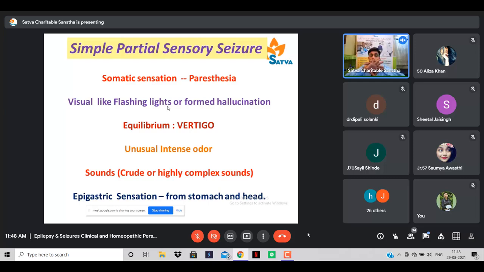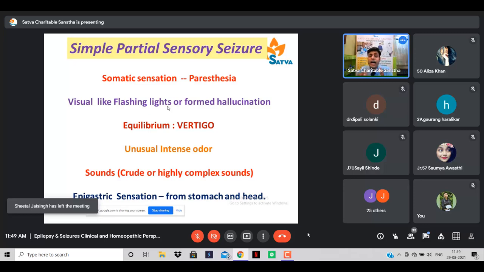So we are over with the simple partial motor seizure. Now simple partial, again I will repeat, simple means the consciousness is preserved. Partial means only a part of the body is going into an epileptic episode or convulsion, only a focal part. And sensory seizure means there are sensory symptoms coming up, the somatic sensation, like the person will start feeling paresthesias.